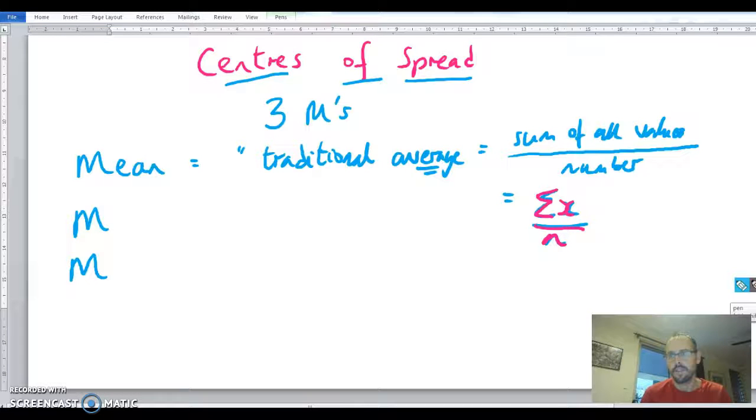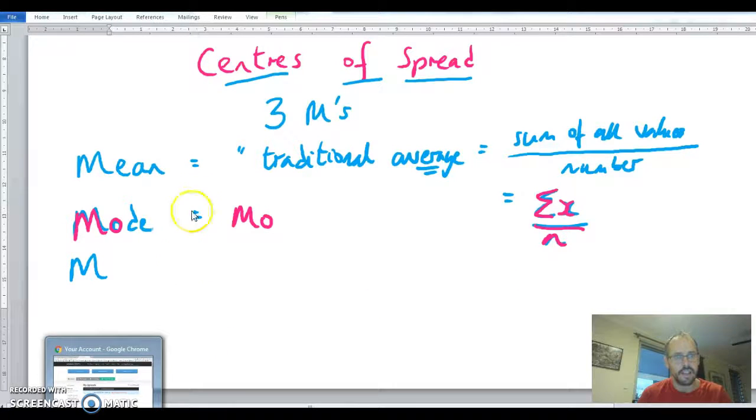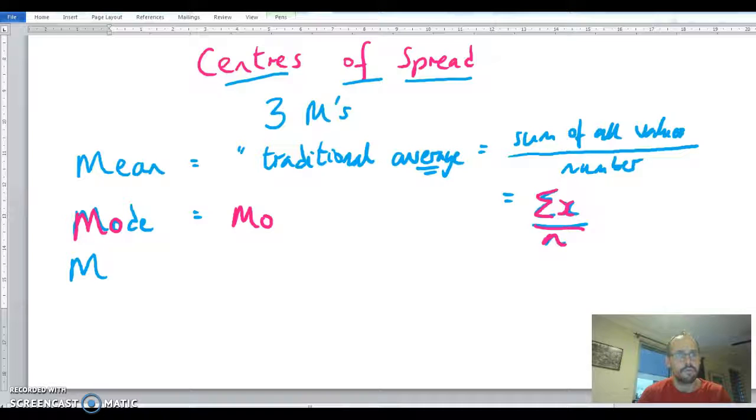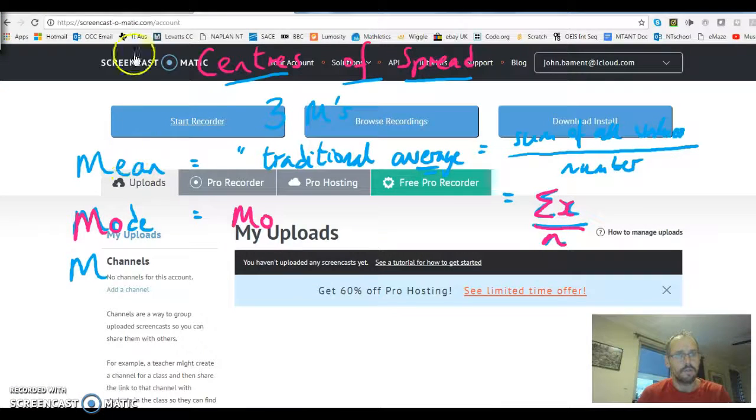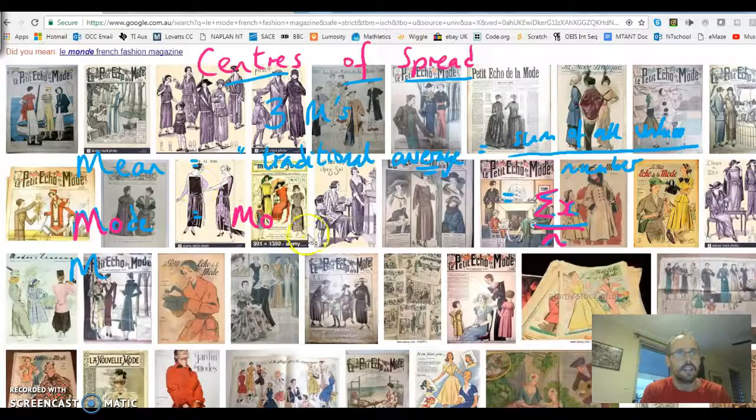The second one, you're going to remember, is called the mode. Now remember this 2 ways. One is that the other word that I'm looking for also begins MO. And secondly, from a magazine article, which hopefully I can click on here. There we go.